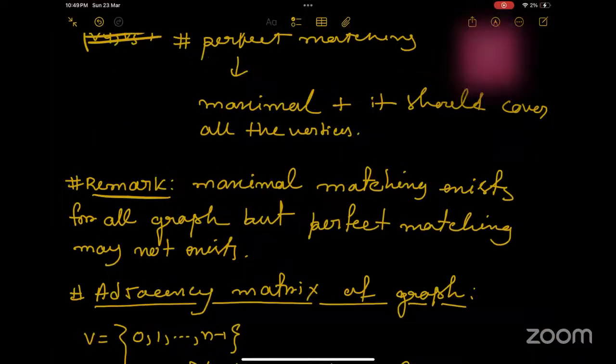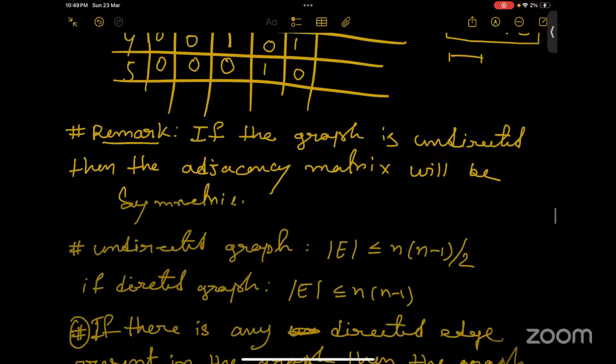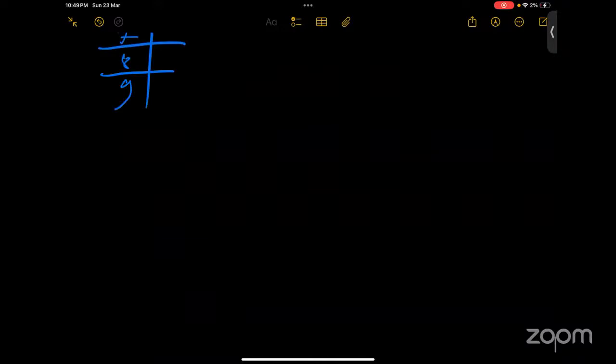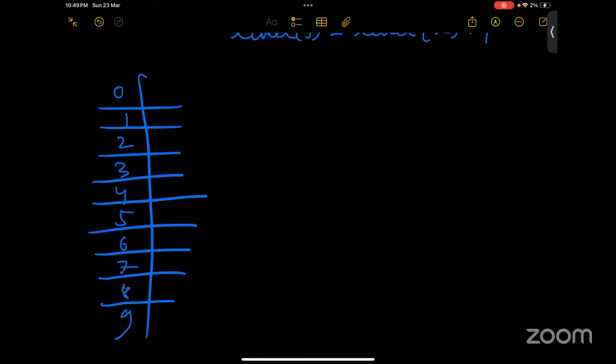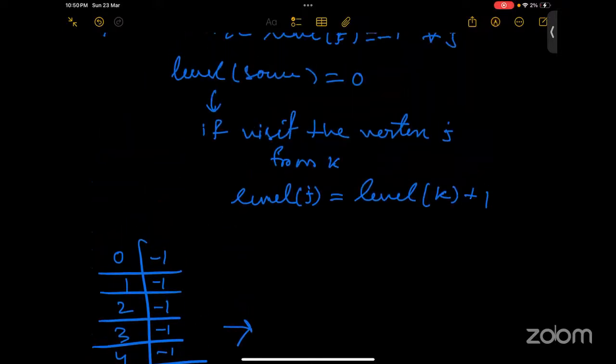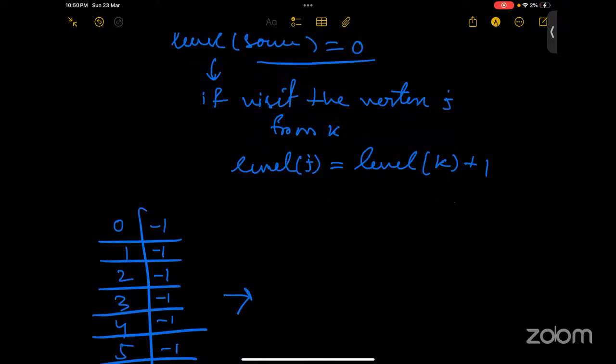So what I was saying? Talking about the levels. So we will initialize with -1, right? So the first chart will be -1 for all the vertices, right? Then in the next level, we started with 7. So 7 is our source. That means the level of the source is 0. So the level of 7 will be 0, right?